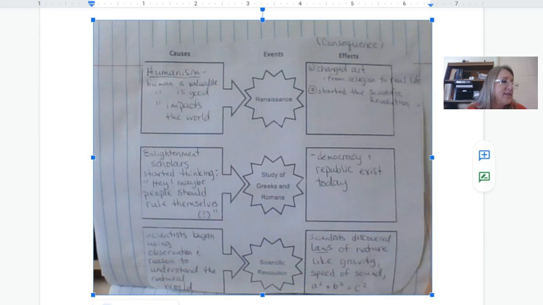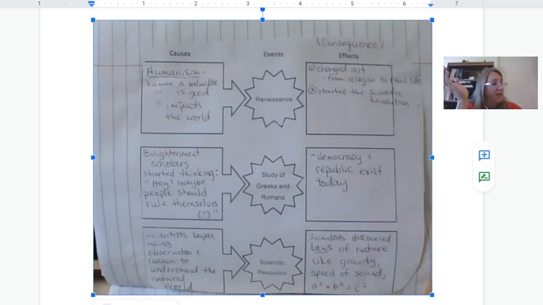And one cause of the Renaissance was this humanism that we've been talking about. So the pull away from the church running your lives and the church being in total control to humans. Humans having value, humans are good, humans can impact the world. And so this theory, this lean towards humanism helped start the Renaissance.